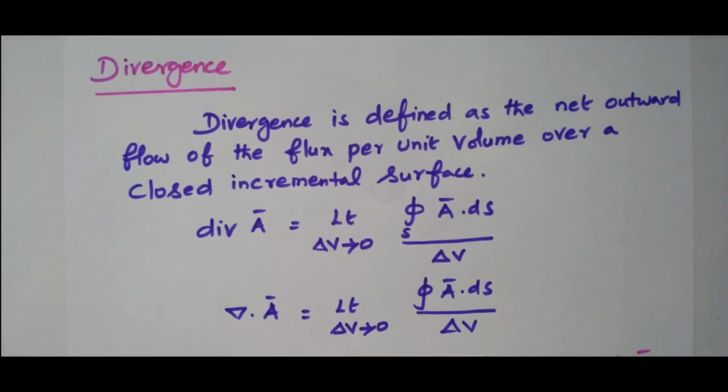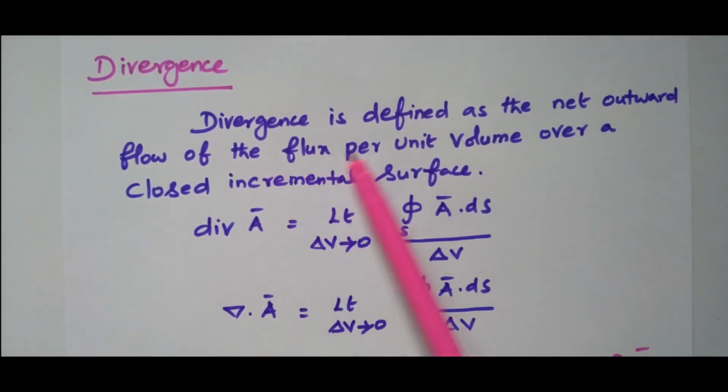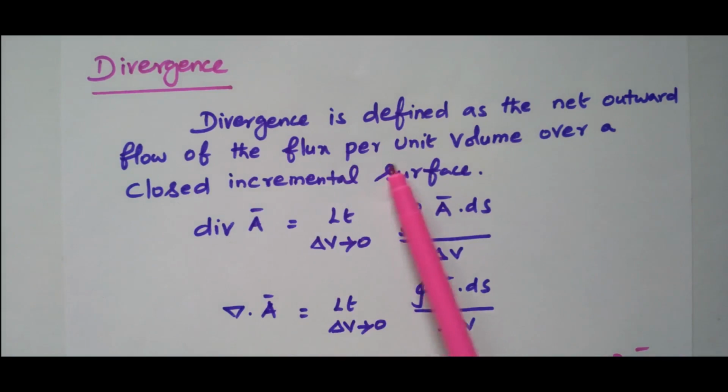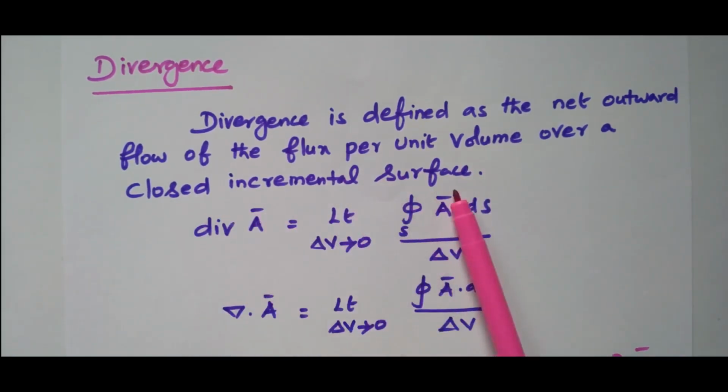Welcome viewers. In this video, we will see the definition of divergence, divergence theorem, Laplace and Poisson equation. First we will see the divergence. So this divergence is defined as the net outward flow of the flux per unit volume over a closed incremental surface.